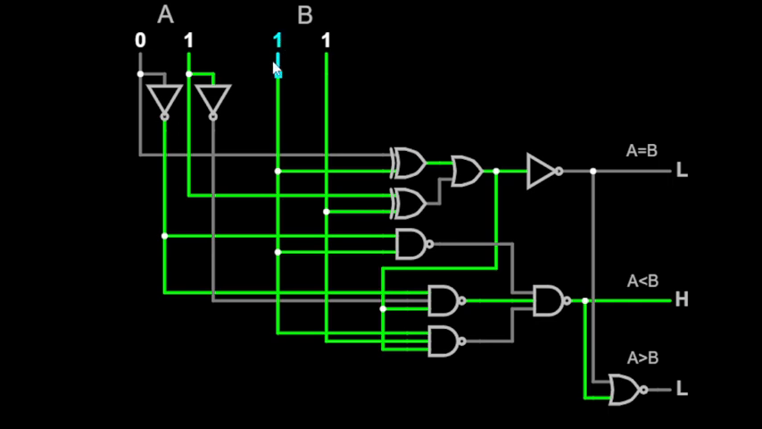If we make both inputs high, then you can see that we have outputs for the condition that A is less than B. It means B is greater than A is also high.